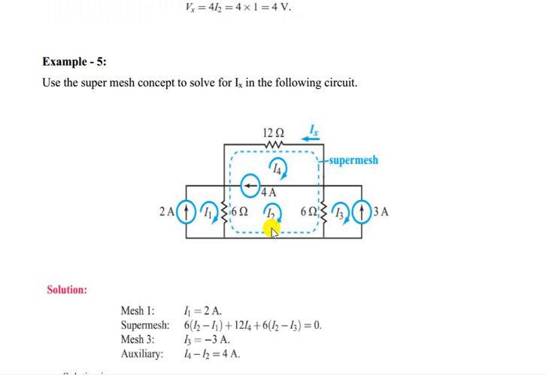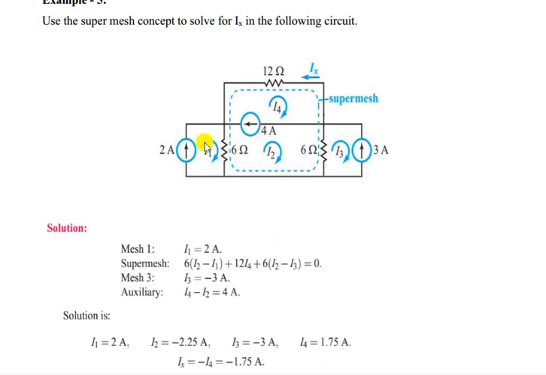Let's see another example of super mesh analysis. Now see, in this case what happened? We have one mesh, two, three, four. Four meshes are there. Now for mesh 1, what we can see, there is a current source. Now this current source is connected to a single mesh. It is not a common factor for two meshes.